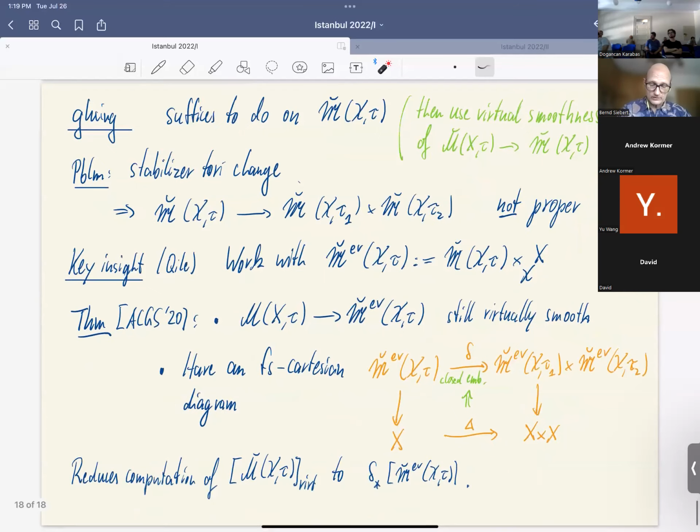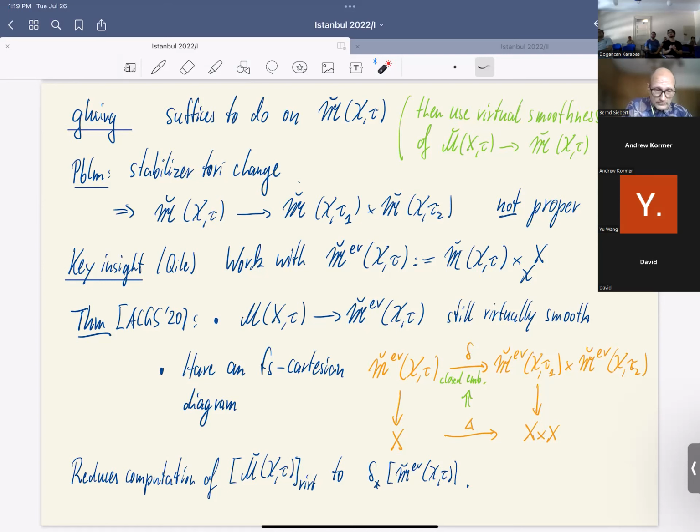And then for gluing, again, first you observe that it suffices to do this on the frac M level, because we can then use virtual smoothness from the usual moduli space to pull back. So it has nothing to do with obstruction theories, okay? Or rather, the obstruction theory plays nicely with it. That's something you have to prove, but it's true.